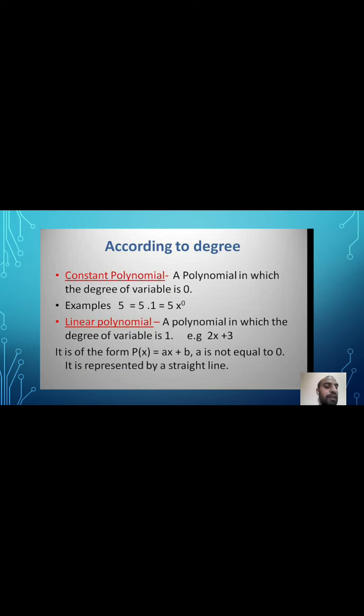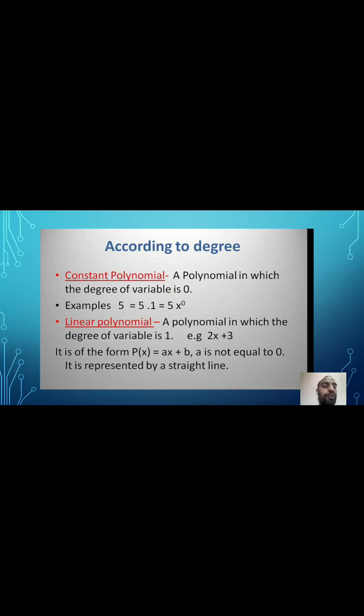Why is that a polynomial? That is coming in the category of constant polynomial. A constant polynomial is one in which the degree of the variable is 0, or I can say there is no variable. Simply, I can write 5, 100, 20, 30, any number. That is a constant polynomial. Or you can even write it in the form of x raised to power 0.